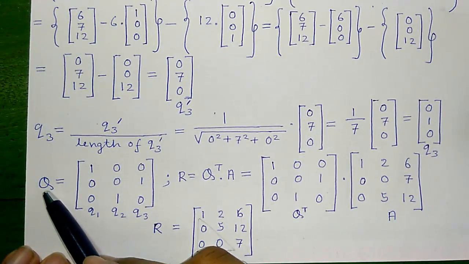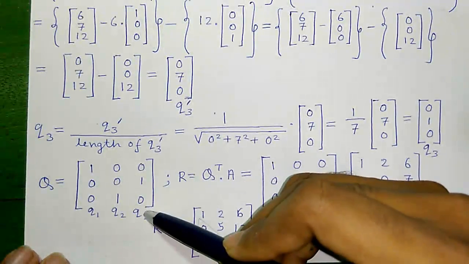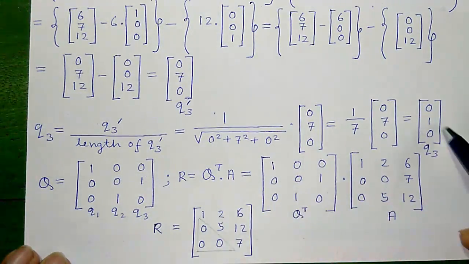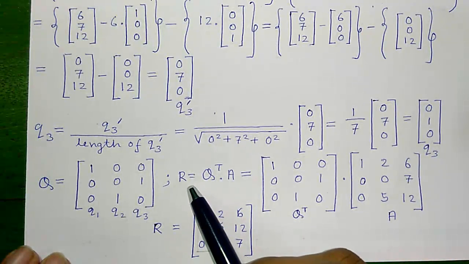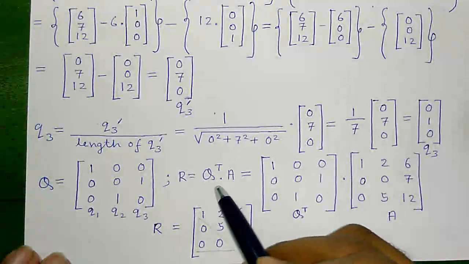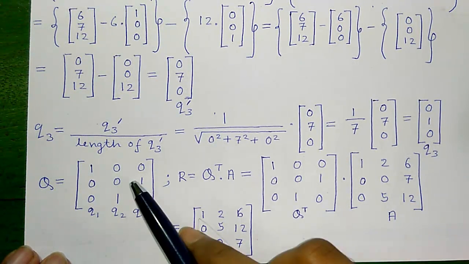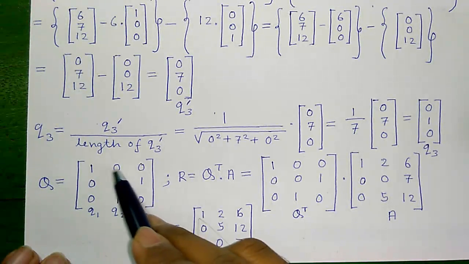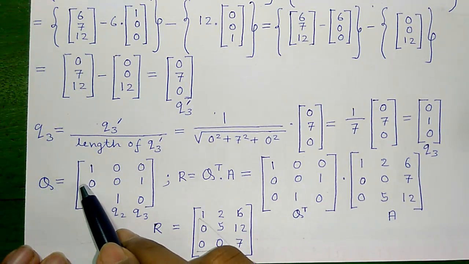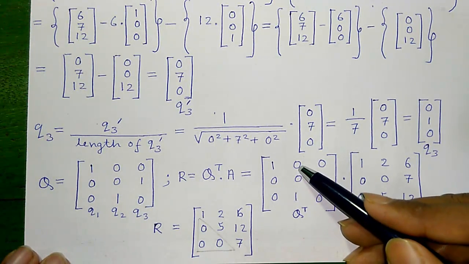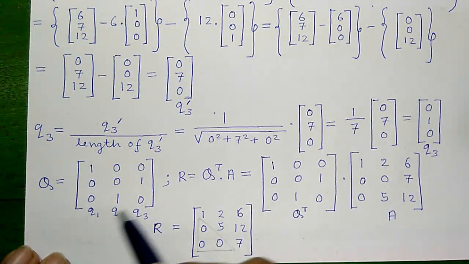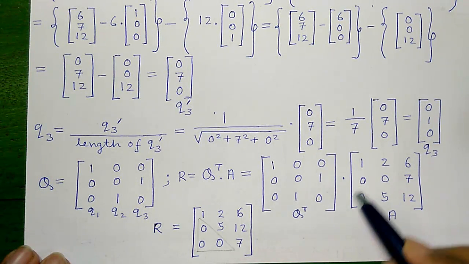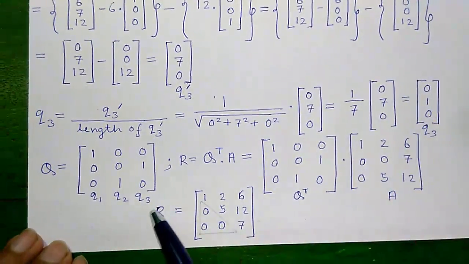So we have got the submatrix Q, which is given by writing the Q1, Q2 and Q3 column wise. So column 1 is Q1, column 2 is Q2 and column 3 is Q3. Next we will calculate submatrix R, which is given by Q transpose into matrix A. Q transpose is given by row 1 of Q becomes column 1 of QT. Row 2 of Q, that is 0 0 1, becomes column 2 of QT. Row 3 of Q, 0 1 0, becomes column 3 of QT. So this is Q transpose into original matrix A, which is equals to submatrix R.